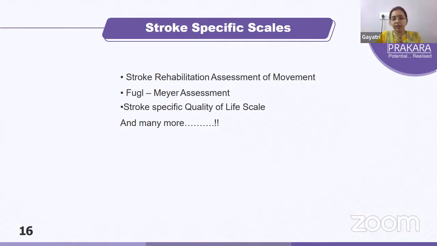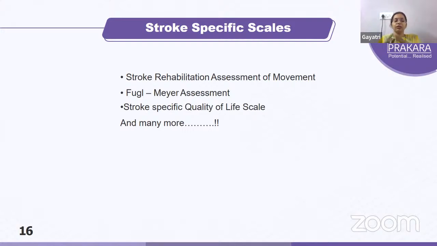Here, this stream scale does not target the synergy pattern, but the patient is asked to perform these activities in supine, sitting, and standing. Basic upper limb activities, basic lower limb activities, coordination, and range of motion. Based on that, we total the score. As the score improves, the patient is also improving.